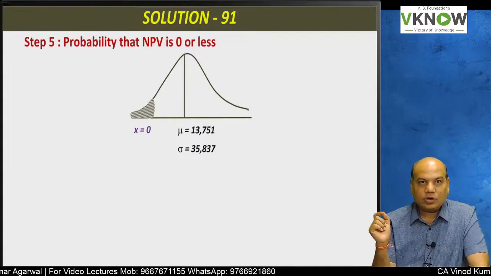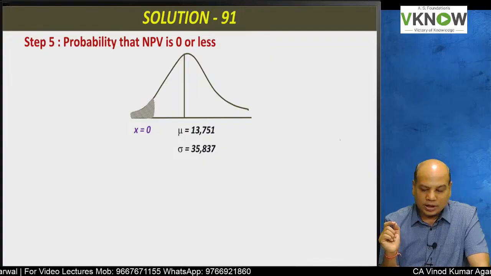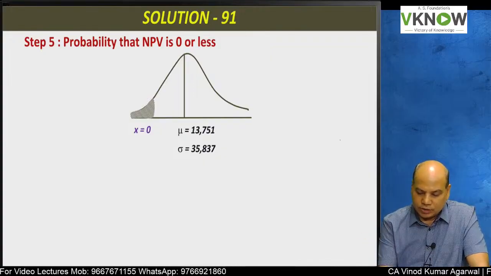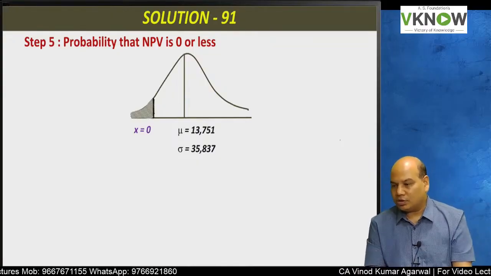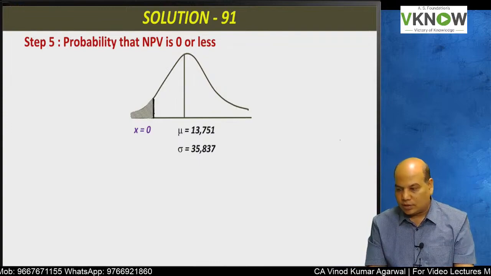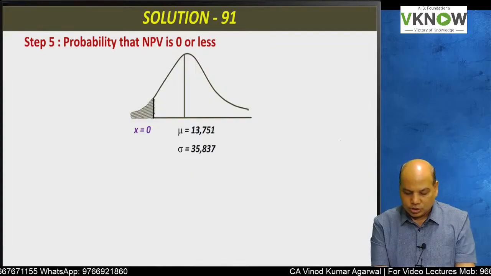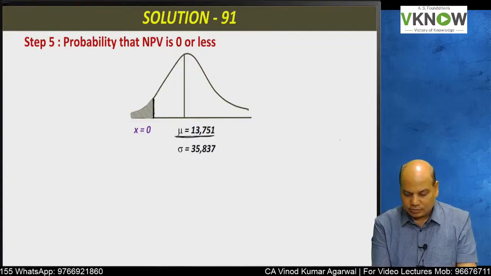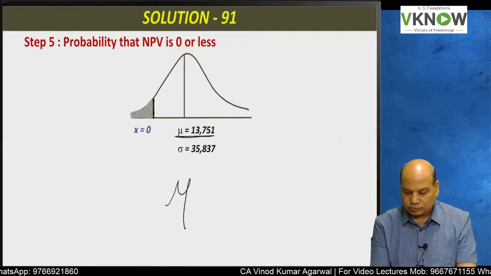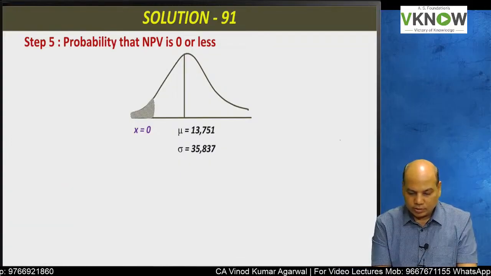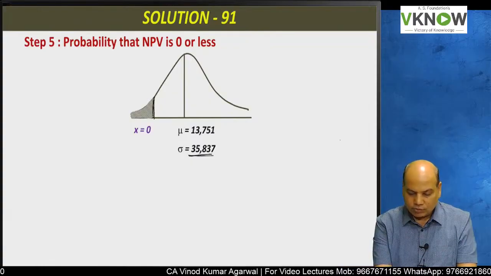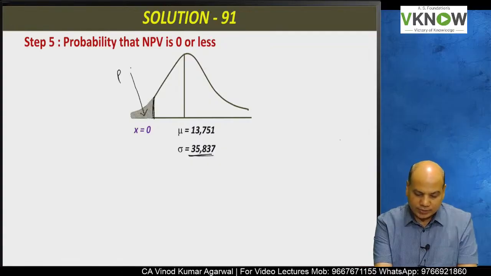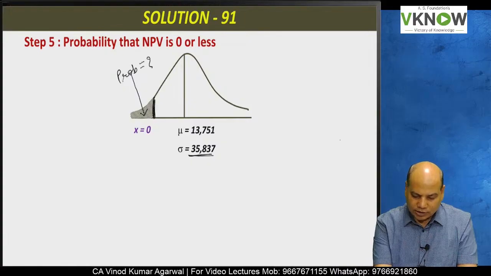Probability that NPV is 0 or less. Today we have done this for the 4th or 5th time. Draw this normal distribution curve. In the center write down mean, whose symbol is mu, 13751, sigma previous answer 35837, and we want to know the probability of this area, that is it is less than 0.